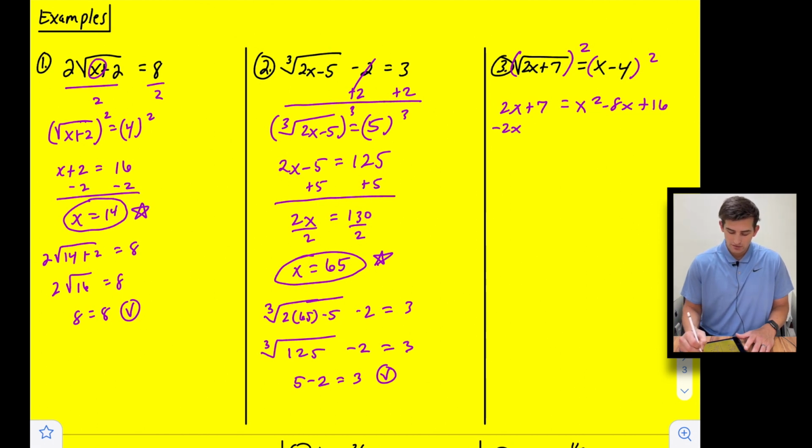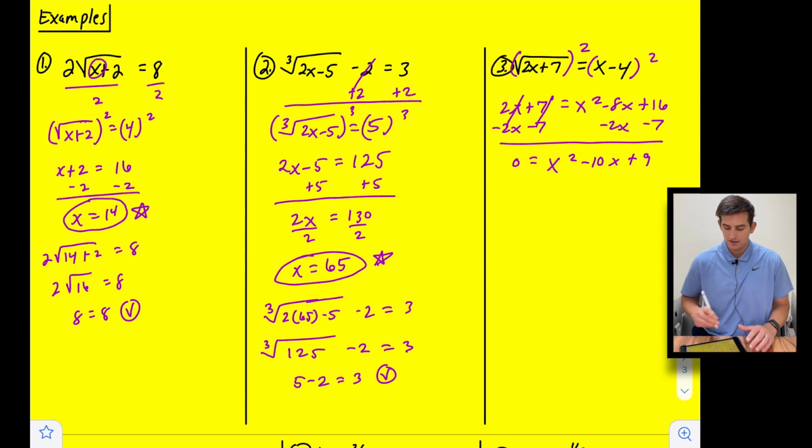So let's move this 2x and 7 over here. So minus 2x minus 7. So that's gone, that's gone. Now we have 0 equals x squared minus 10x plus 9. So now we want to factor the expression that we have on the right side.